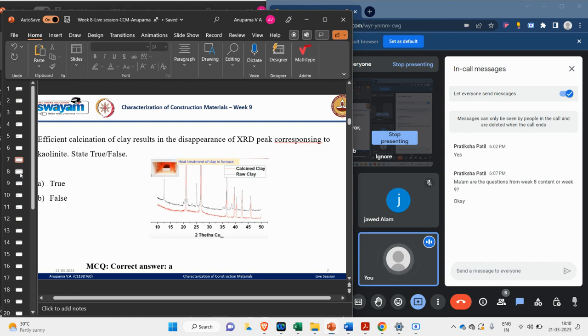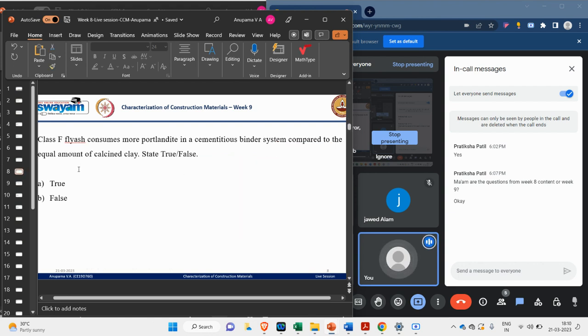Moving to the next question. Class F fly ash consumes more portlandite in a cementitious binder system compared to an equal amount of calcined clay. Suppose you have a cementitious binder system, you add 15 percent of class F fly ash, and in another system, instead of class F fly ash, you add calcined clay. So the statement states that more portlandite consumption is by class F fly ash. Is that a true statement or a false statement?